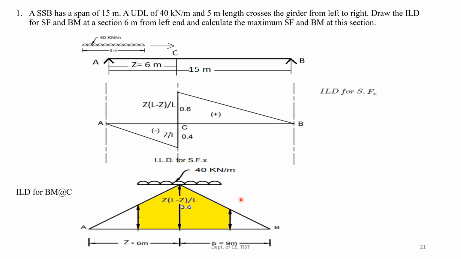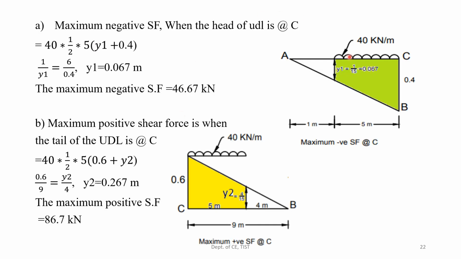Then next we have to find the value of maximum negative shear force. It occurs when we place the head of the UDL at the section C. So place the head of the UDL at the section C and find out the area under this UDL. Here you can see it is a trapezium, so just find out this ordinate by considering the similar triangle properties.